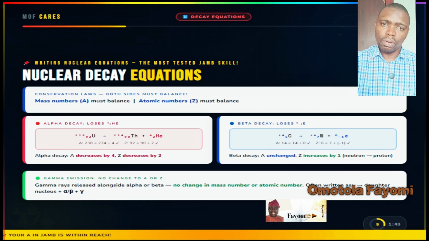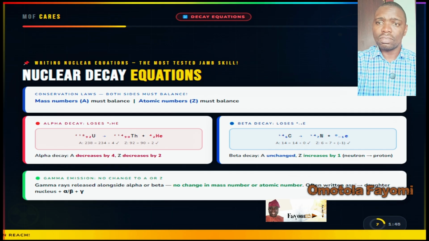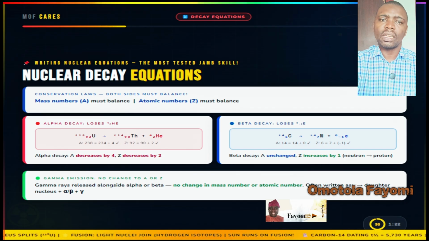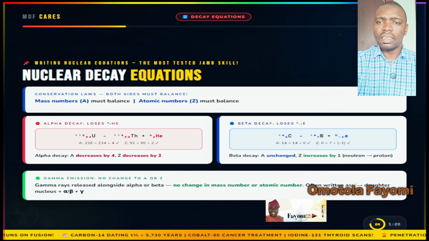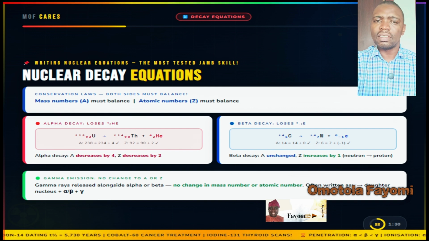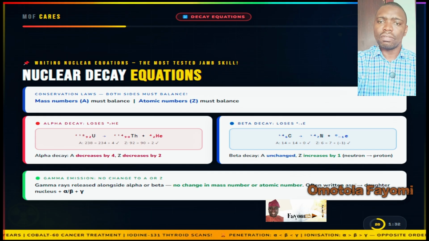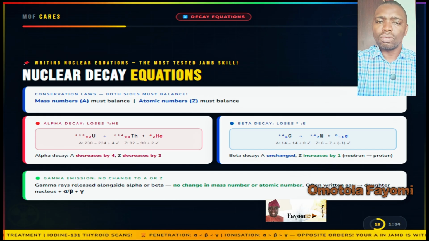Uranium-238 gives delta plus helium. Check A, that's 238 equals delta A plus 4. So delta A equals 234. Check Z, 92 equals delta Z plus 2. So delta Z equals 90. Element with Z of 90 is thorium, Th. Therefore, uranium-238 gives thorium-234 plus helium-4.